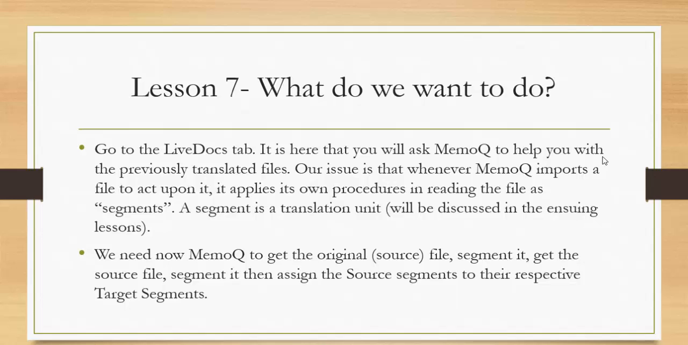What do we want to do? As I explained, MemoQ needs to segment the whole files that you have. So it will take the original text, which is in English. It will segment it in its own way. It will take the Arabic text, which is a translation, segment it in its own way, and then it tries to align them. So it tries to see which translation unit in English goes with which translation unit in Arabic. What we want to do is to go to the LiveDocs tab. This is the process we started in this way, and then we proceed with the other procedures.